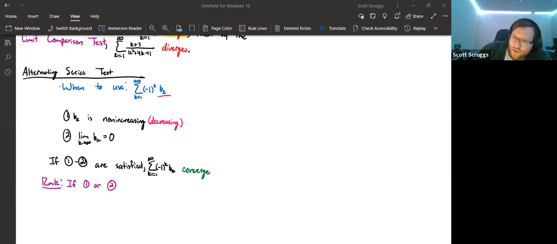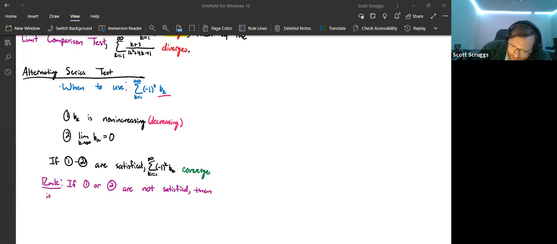If those conditions 1 or 2 are not satisfied, then it does not necessarily mean that the series diverges. What that means is I cannot use the alternating series test on this problem.